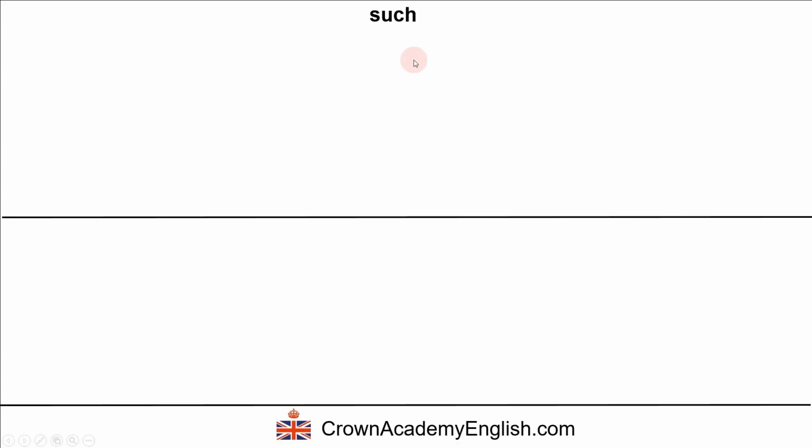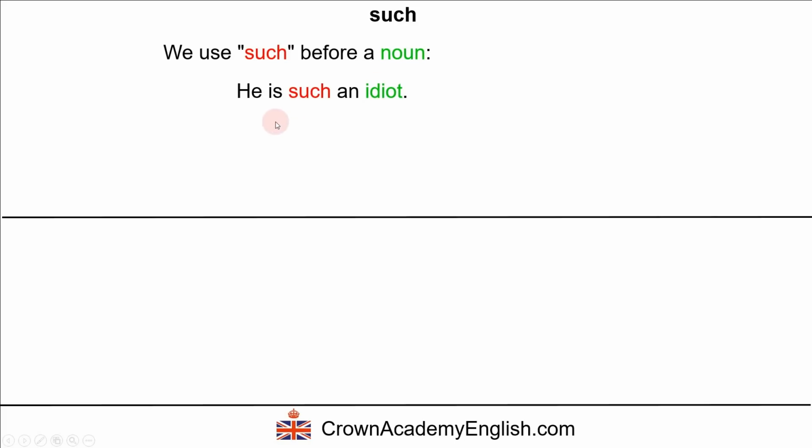So let's look at the difference between such and so, because there is a big difference. We use such before a noun. Example, he is such an idiot. And when it's in the singular, we write such, and then we put a or an, and then the noun, such an idiot.